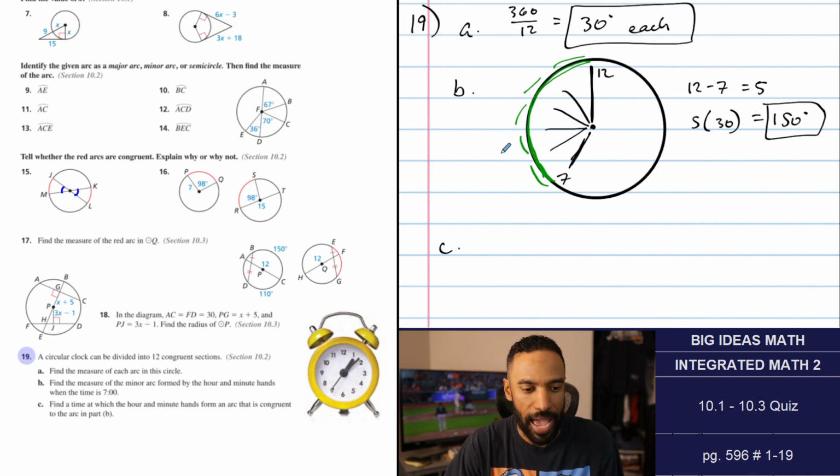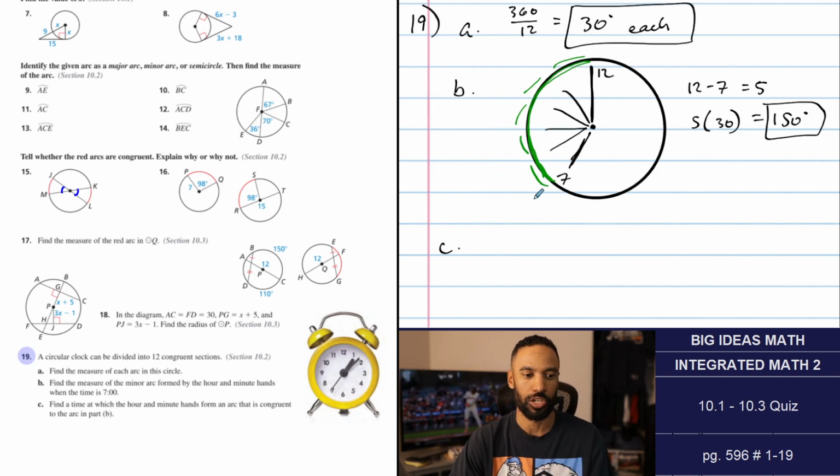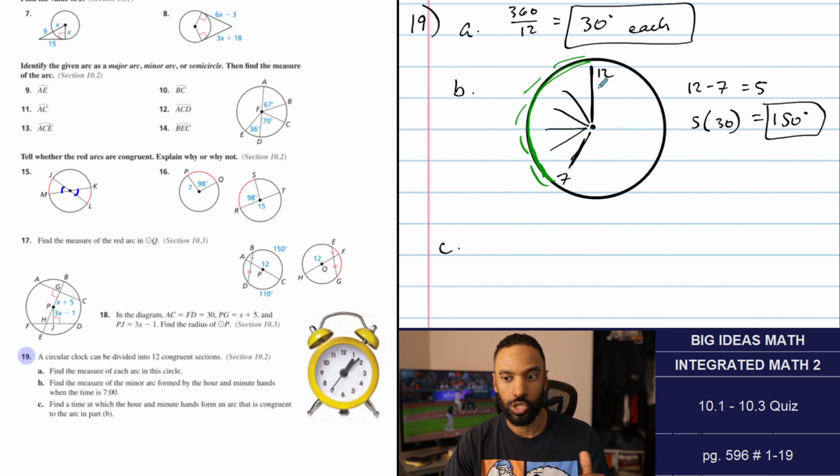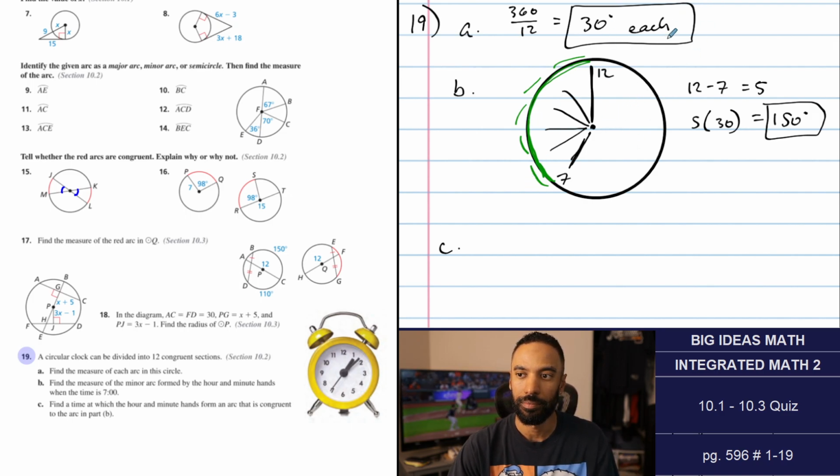Find a time at which the hour and minute hands form an arc that's congruent to the arc in part B. Okay, so to get the 150 degrees here, you can reflect this over. We could talk about 5 o'clock. 5 o'clock could be a valid answer to this. Perfect, because this would also be 150 this way, between 12 and 5.